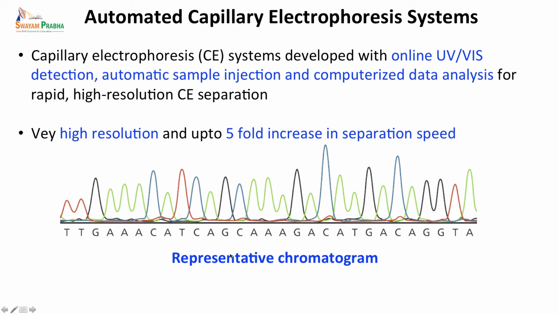This was a major advancement, and this automated capillary electrophoresis system with online detection and automatic sample injection, computerized data analysis, all led to a very rapid, high resolution capillary electrophoresis separation method. This led to not only an increase in the resolution, but also up to a 5-fold increase in the separation speed. This just shows a representative chromatogram, and you can get very long reads using this method.